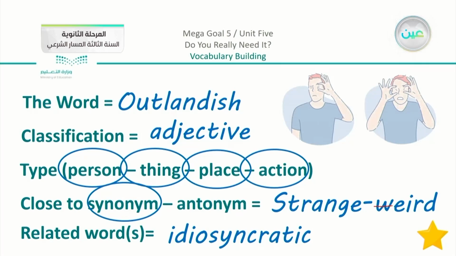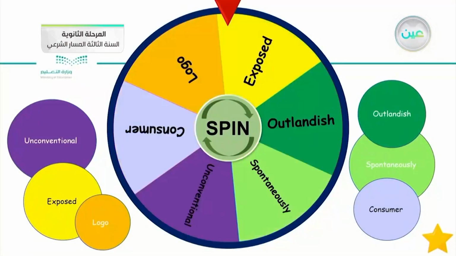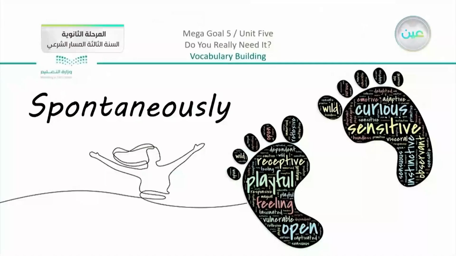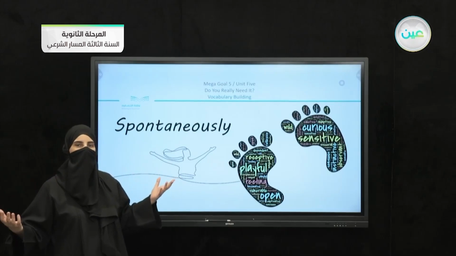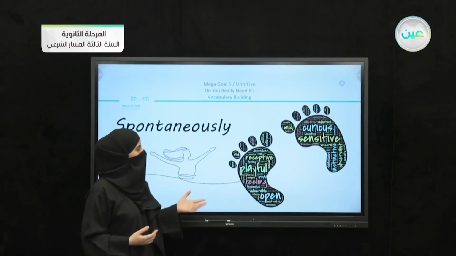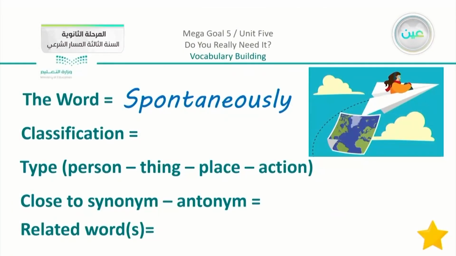So we have here the first one, which is outlandish. Now going back to our game here, let's choose another word. We can see that we have here spontaneously. So moving on to spontaneously, we can see that we have here someone who is free. There is no thinking here. You can see that there is someone we can relate to playful. We have here feeling, open, curious, wild. All of these words can be associated to the word spontaneous.